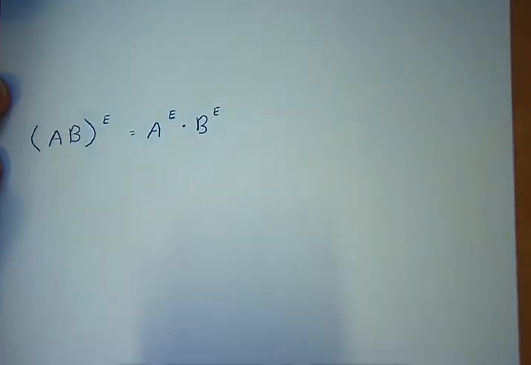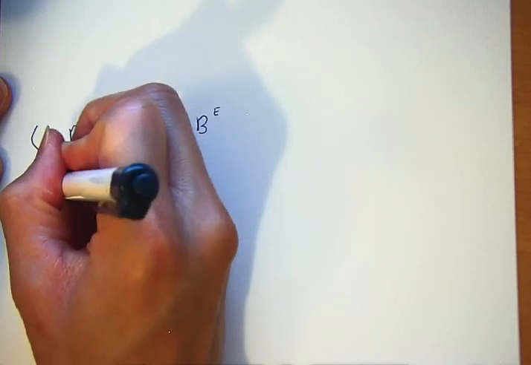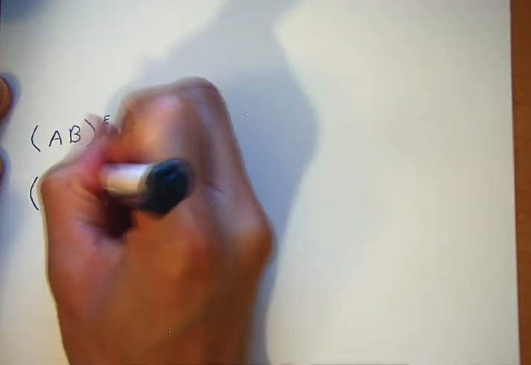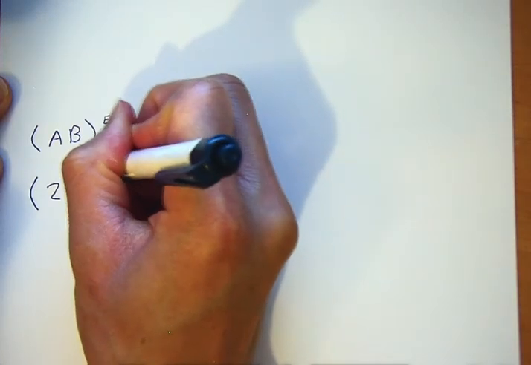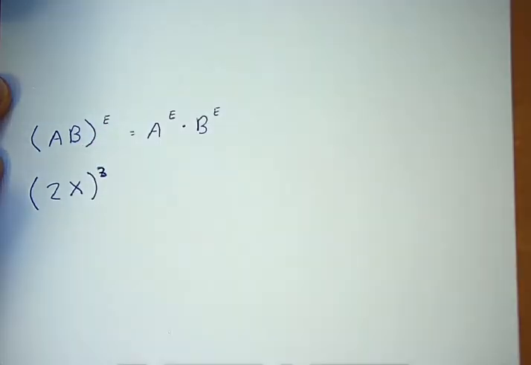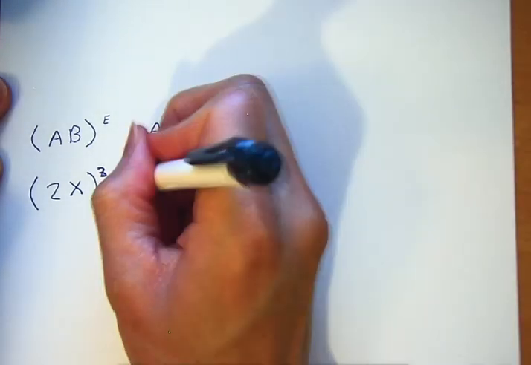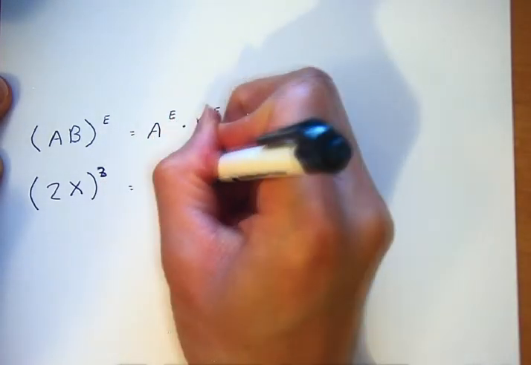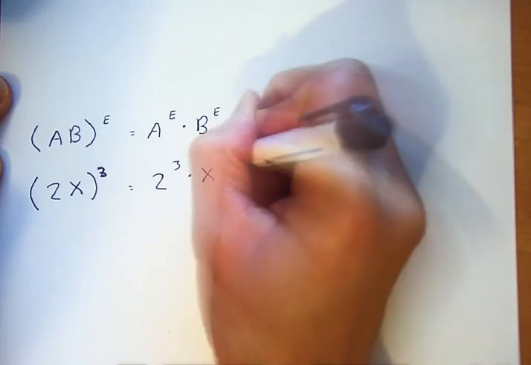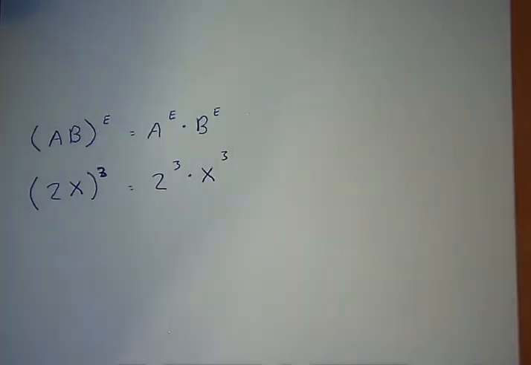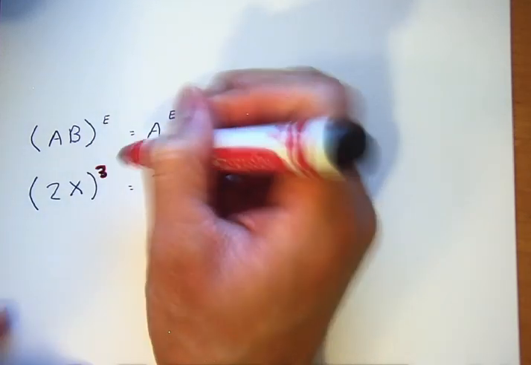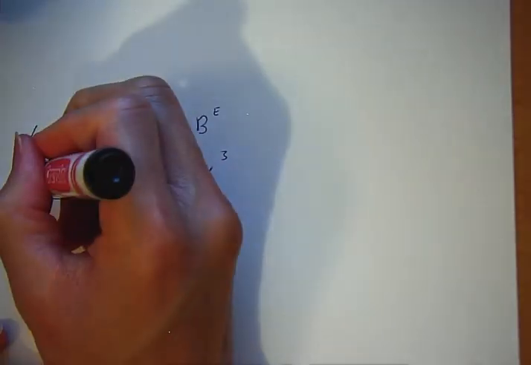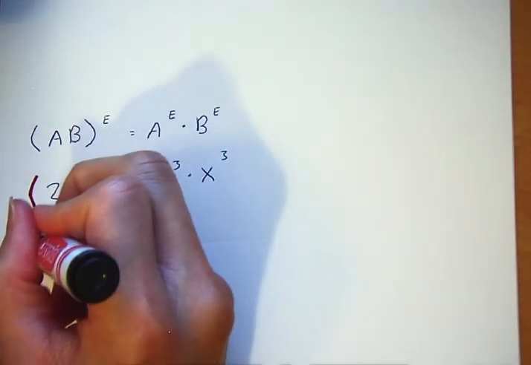An example of this, let's say that I have 2 times x raised to the 3rd power. All right, so that should equal 2 to the 3rd power times x to the 3rd power. We use sort of the same reasoning. This 3, the thing right in front of the exponent, happens 3 times. So this means this parentheses is happening 3 times.